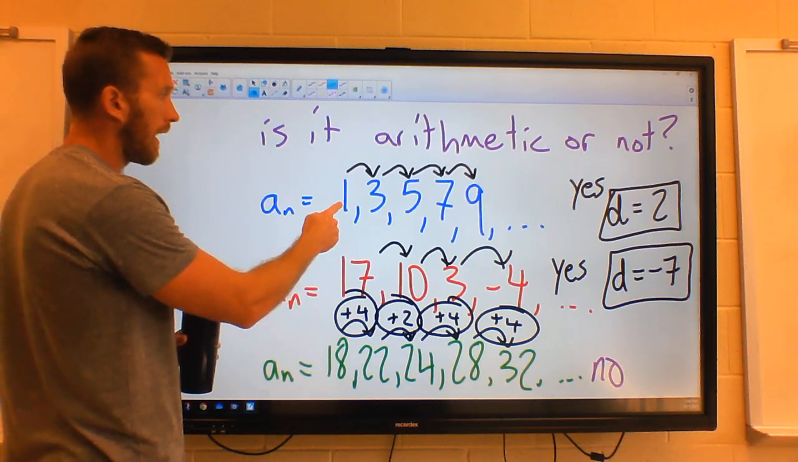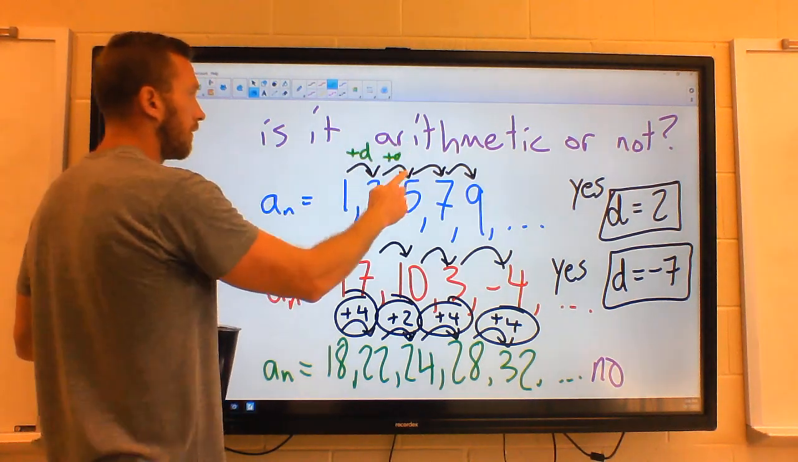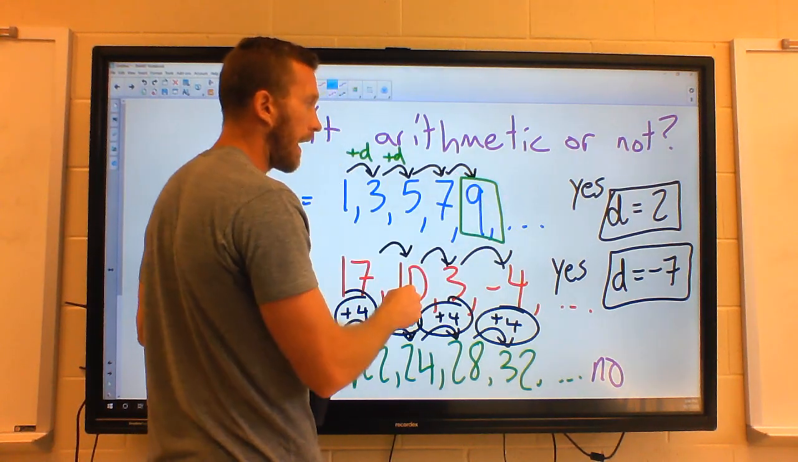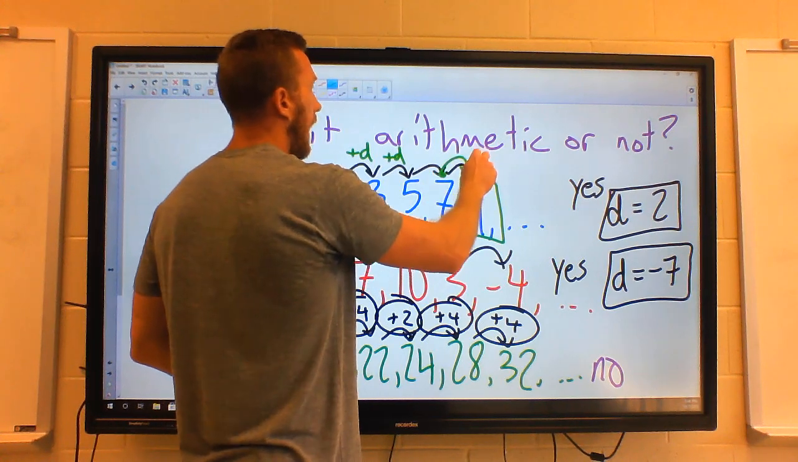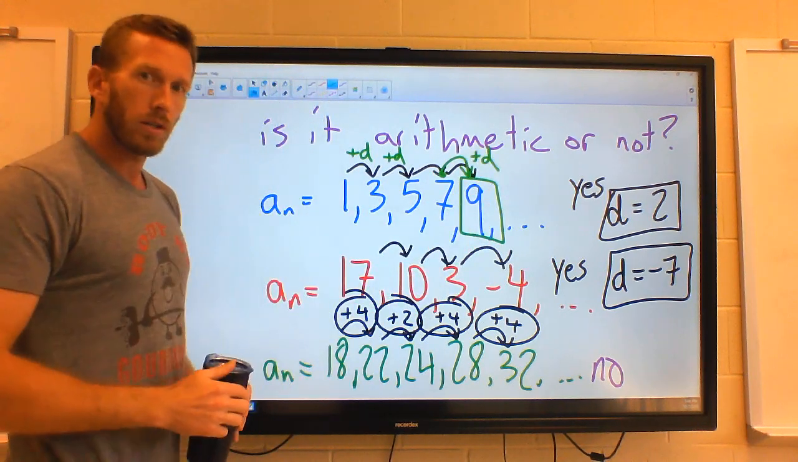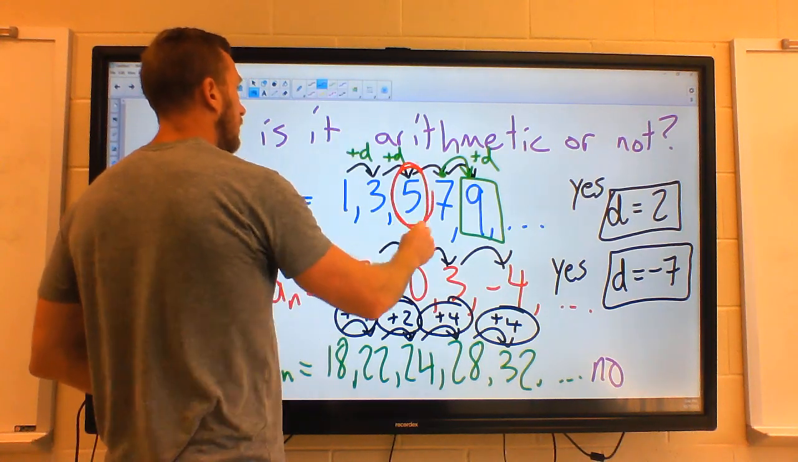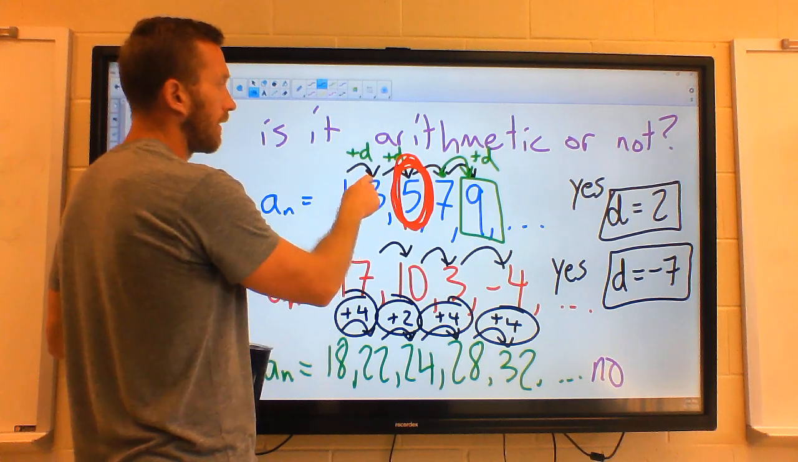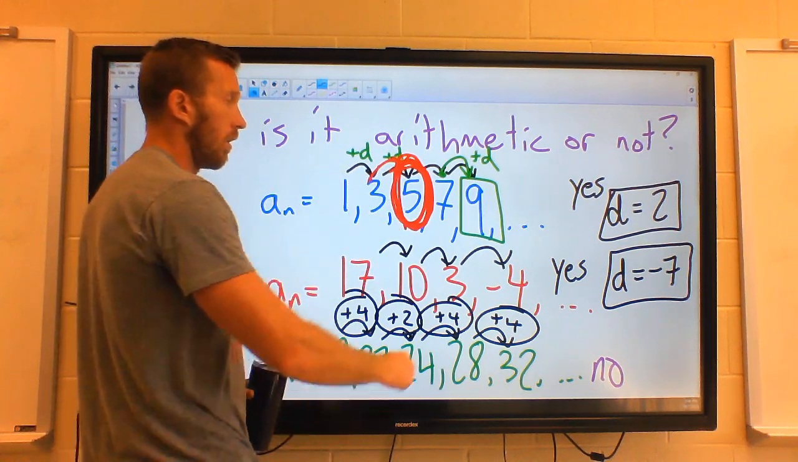I'm taking a term and I'm adding the common difference of 2. Adding the common difference of 2 again. From any term, how did I get there? Well, I went to the previous term and added the common difference. Do you guys agree with that? If I want to find this term right here, one way of doing so is to go to the previous term, 3, and add the common difference.